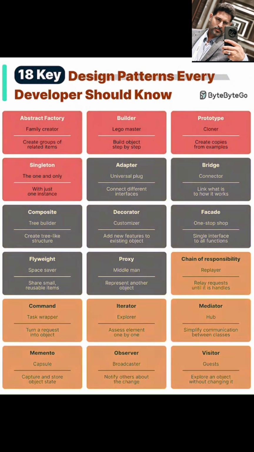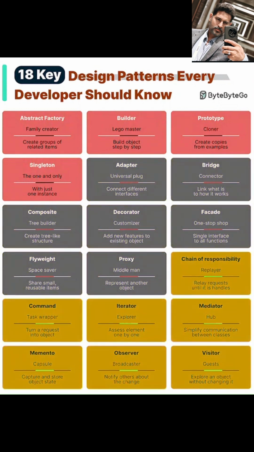Following that is the chain of responsibility, the relayer. This pattern passes requests along a chain of handlers until one of them handles the request. Think of a customer service hotline where your issue is passed from one representative to another until someone can solve it. Now, let's look at the command, the task wrapper.